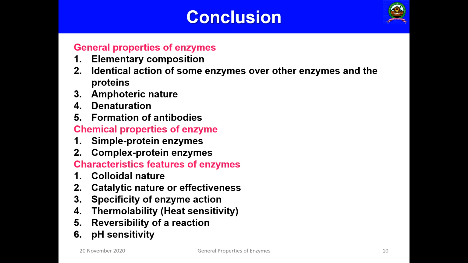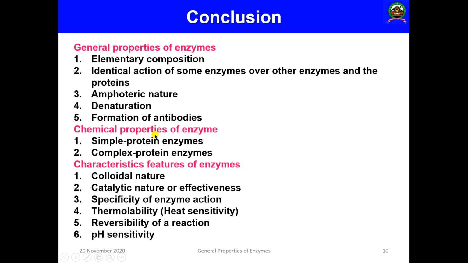Dear students, now we can conclude today's class. We have discussed what is meant by protein, which we have already studied, and enzymes are protein. There are a lot of theories, and what is the evidence for saying that enzymes are protein? The major evidence includes the general properties of enzymes, the proteinaceous nature of the enzyme, their elementary composition, identical action of the enzymes over other enzymes and proteins, the ampholytic or amphoteric nature of proteins, denaturation and formation of antibodies. All these aspects clearly tell us that enzymes are proteins.